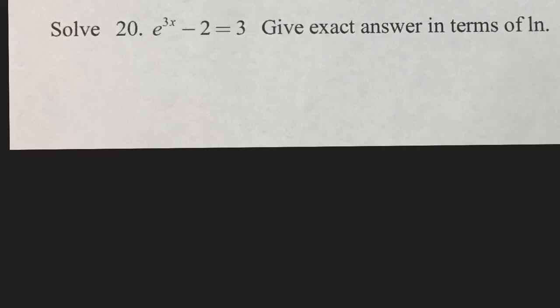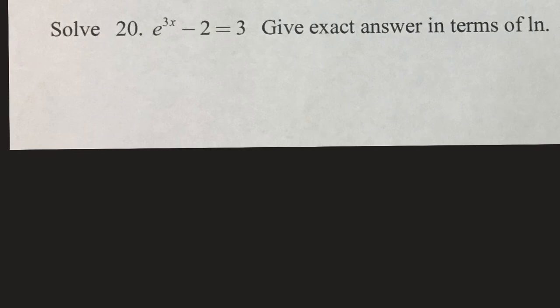Okay, this is number 20. We have an exponential equation, right? Because our variable is in the exponent, which is what makes an exponential equation. We want to know when e to the 3x minus 2 equals 3. And it says, give exact terms in terms of natural log. ln stands for natural log. So it's kind of giving you a hint as to what you should be doing to solve this.